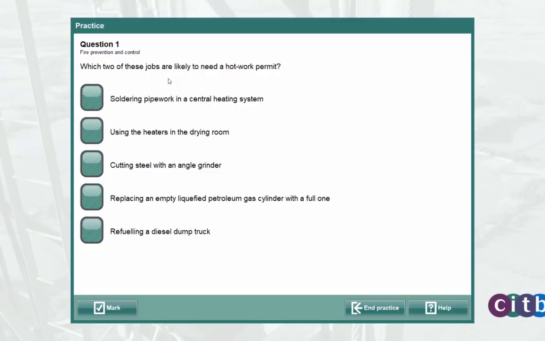Which two of these jobs are likely to need a hot work permit? Soldering pipework in a central heating system. Using the heaters in the drying room. Cutting steel with an angle grinder. Replacing an empty liquefied petroleum gas cylinder with a full one. Refueling a diesel dump truck.